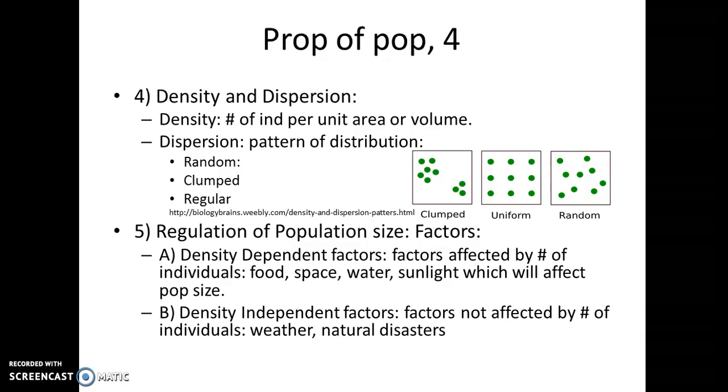So droughts, it doesn't matter how many people are living in an area, but if you have a drought, that will affect the population size. Natural disasters, earthquakes, hurricanes, tornadoes happen, and it doesn't really matter how many individuals are around. They don't make them happen.